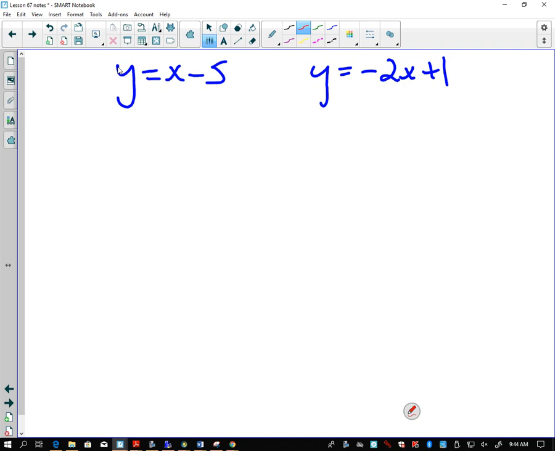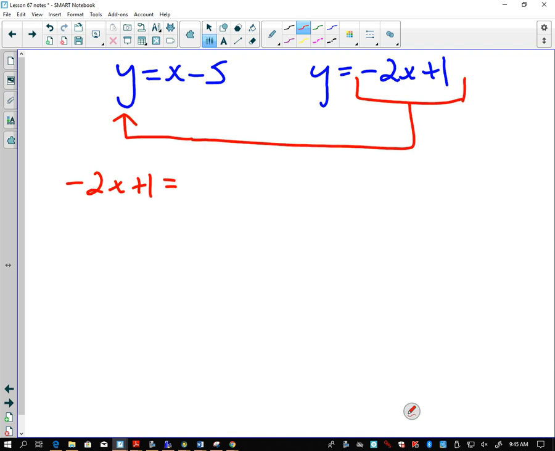Multiply what by 2? You don't know? Does anybody know how to use substitution here? Right, we could take this negative 2x plus 1 and sub it in for this y right here, correct? Is that what you're saying? So we'd end up writing negative 2x plus 1 is equal to x minus 5. Does this make sense, Christian? All right, can you take it from there?